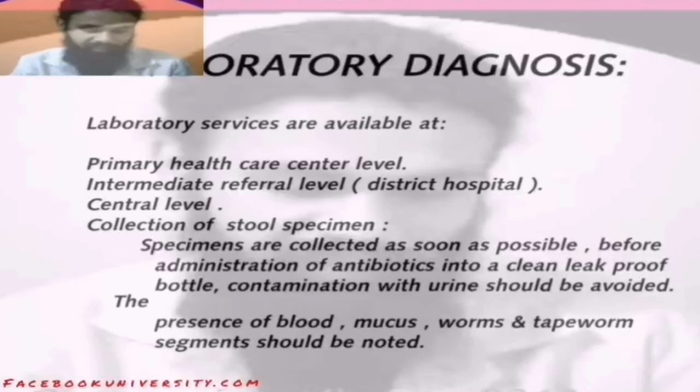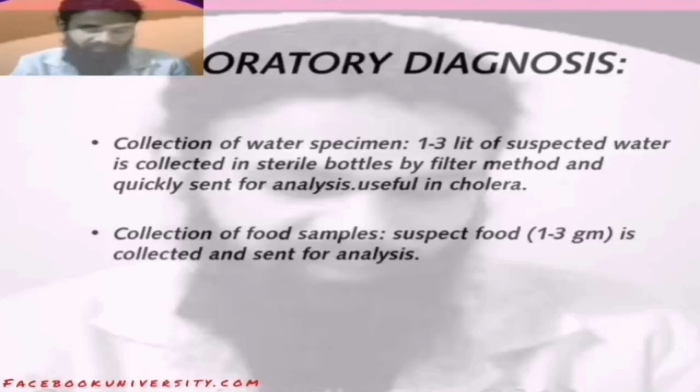Tapeworm, hookworm and other worms can also be noted while examining the stool of the patient. Collection of water specimen: 1 to 3 liters of suspected water is collected in sterile bottles by filter method and quickly sent for analysis, useful in cholera. Collection of food samples: 1 to 3 grams of suspected food is collected and sent for analysis.